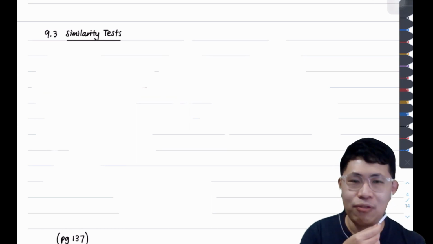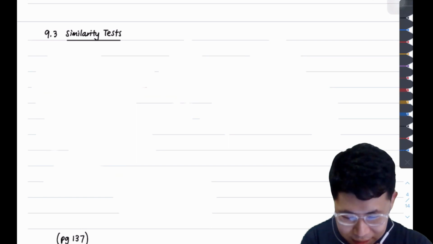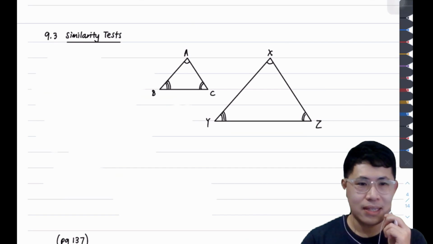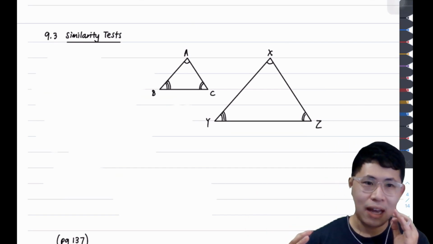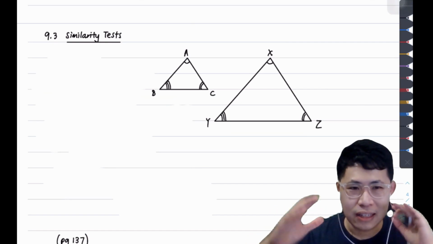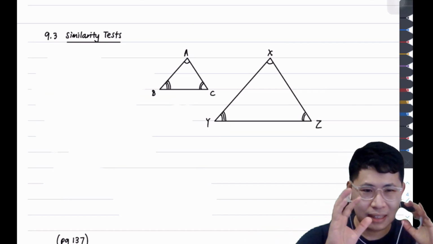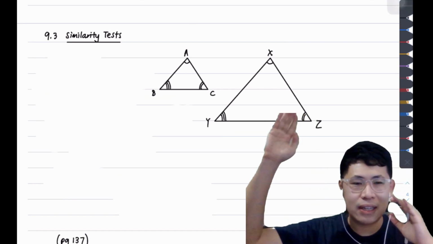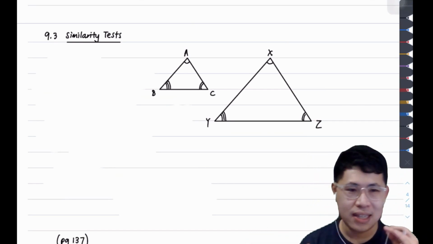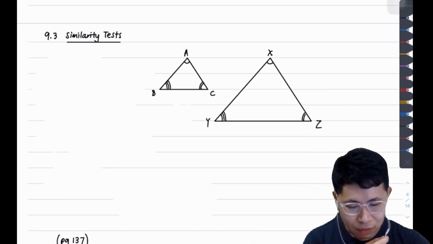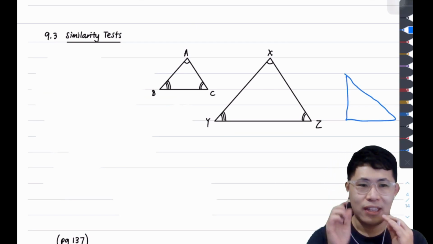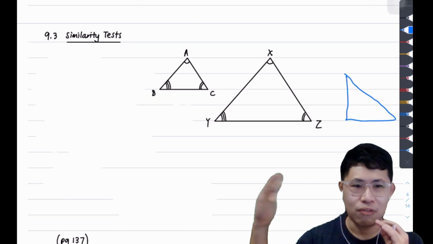So let's start off with the very first idea of similarity. Over here, I have two triangles, ABC and XYZ. Both of them have the same shape, which means that they are identical in terms of the orientation and so on, the angles. If you take a look over here, angle A and angle X are the same. Angle B and angle Y are the same. Angle C and angle Z are the same. Let's say I were to introduce you to a third triangle over here. This third triangle is not similar to the first two triangles.